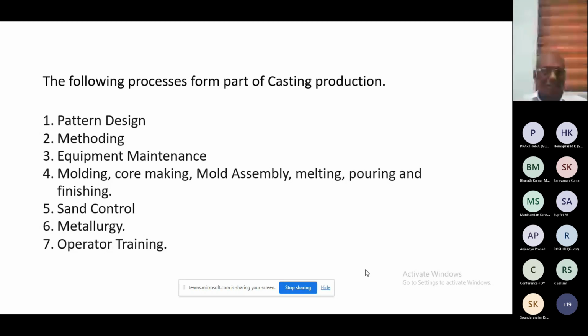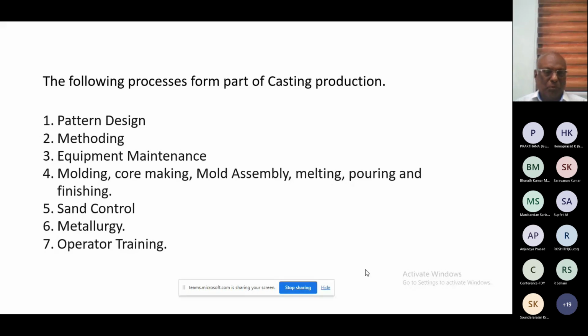Equipment maintenance is also very important. Equipment maintenance in the sense of pattern maintenance, core box maintenance, match plates, molding machines, molding boxes, and all related materials. If they are to be maintained and kept in proper condition to have the castings without any defect.